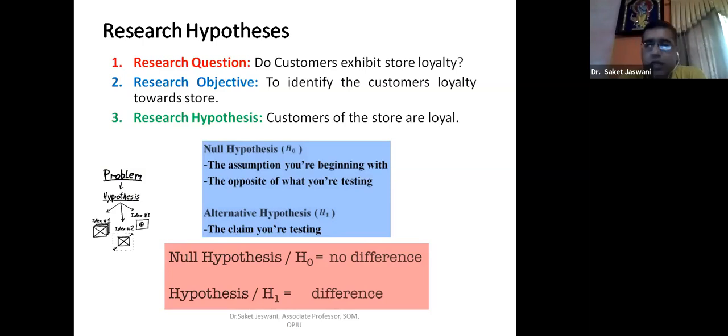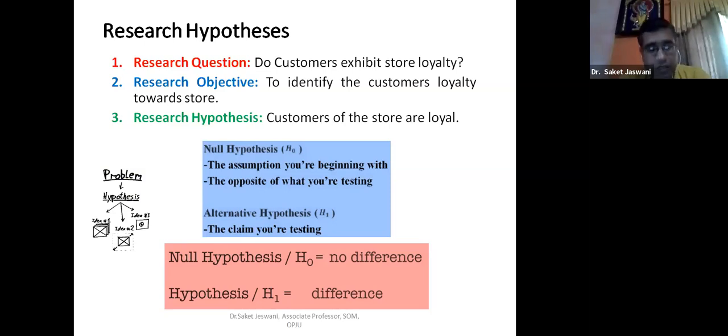So the research hypothesis is that customers of this store are loyal, and I need to prove it. I will collect data from the customers, do the data analysis, interpret the results, and find the solution by accepting or rejecting the alternate hypothesis. If the alternate hypothesis is accepted, that customers of the store are loyal, I will say that customers exhibit store loyalty towards my store. If the alternate hypothesis is rejected, I will accept the null hypothesis and say that the customers who visit my store are not loyal. They come by chance; they are not loyal enough.